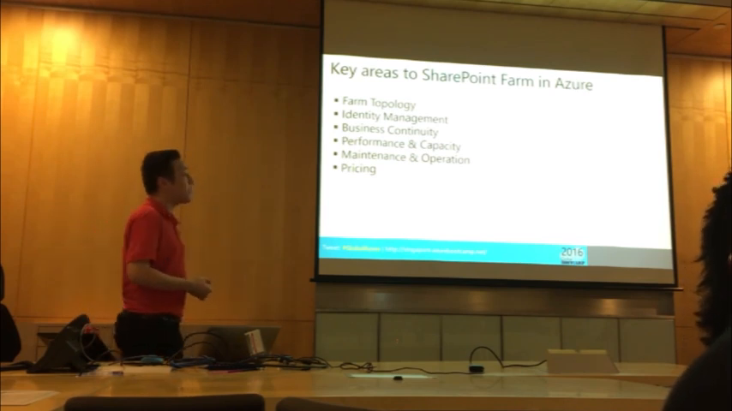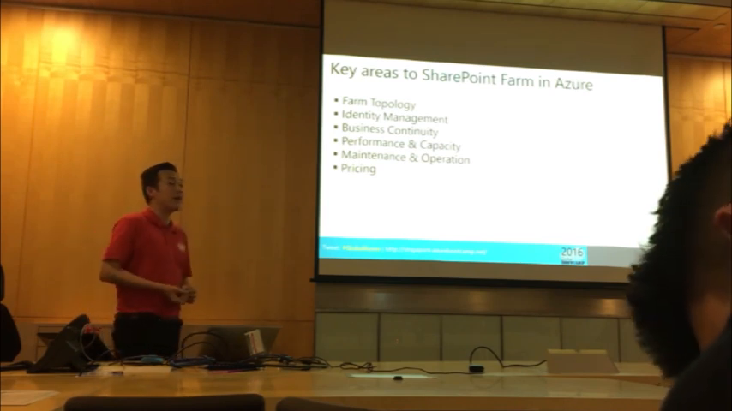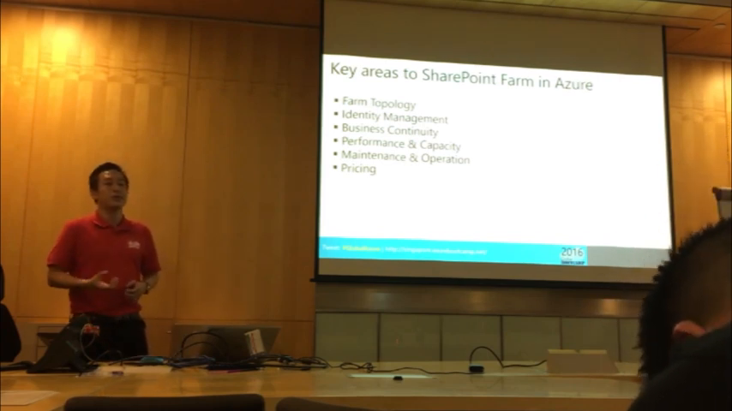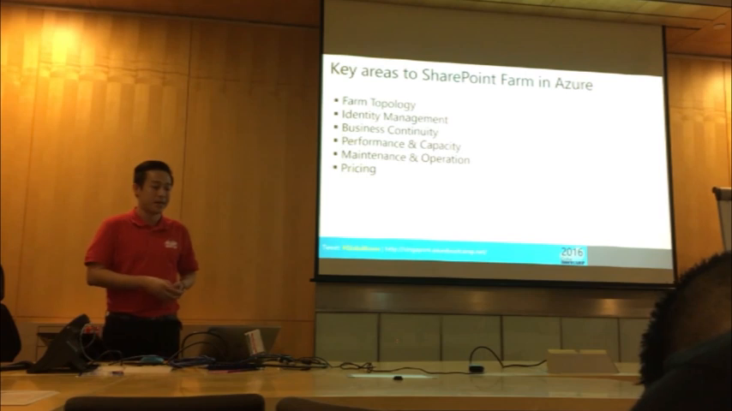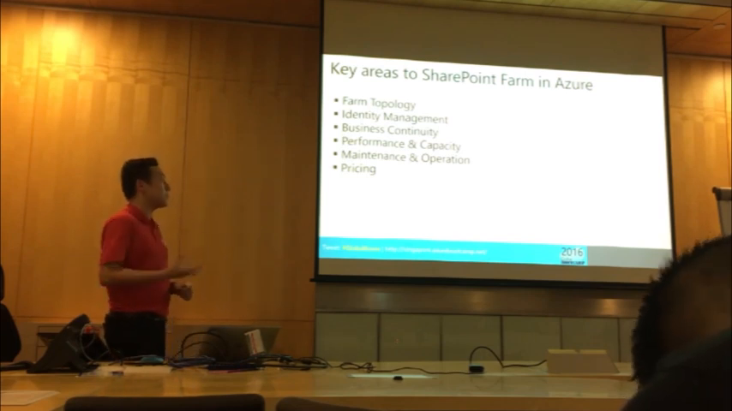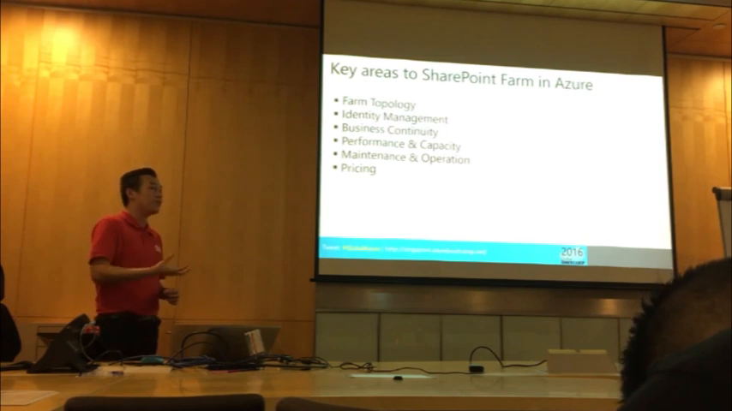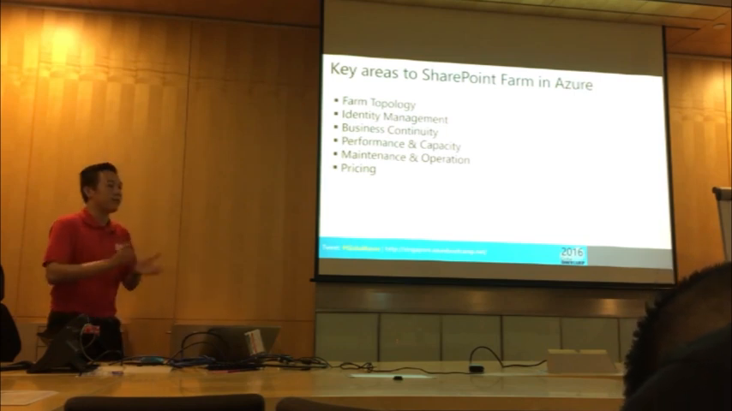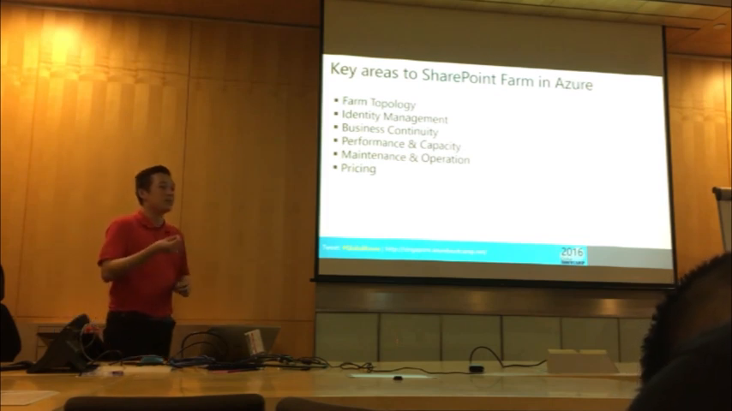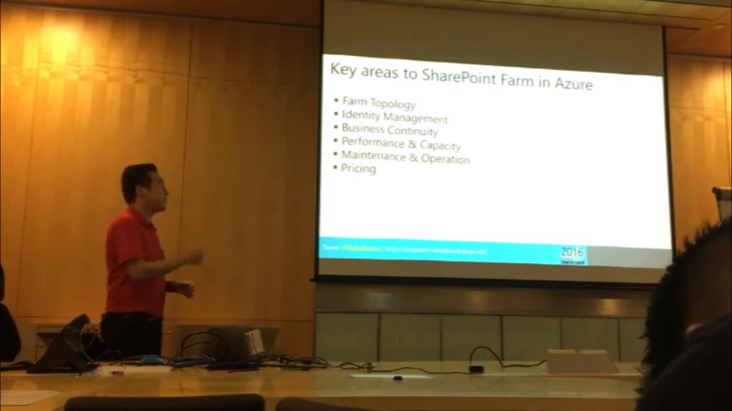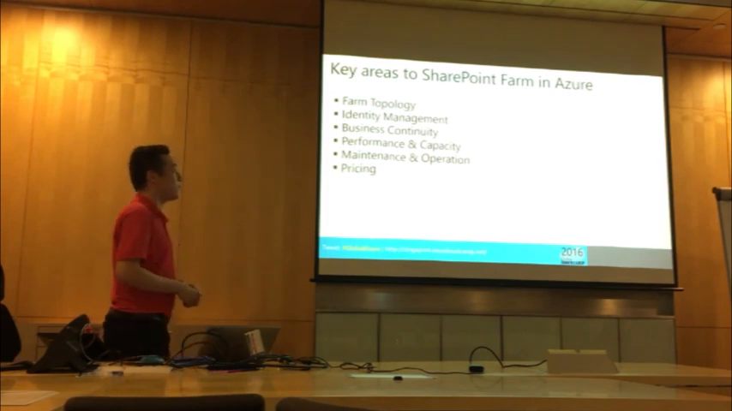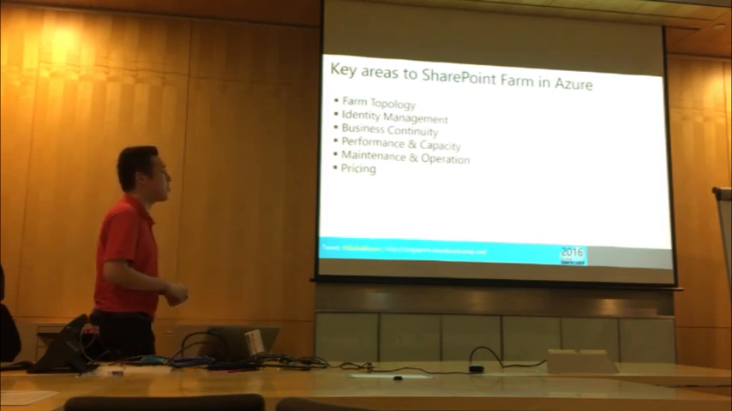The second thing is identity management. What is the identity provider for your SharePoint farm, and the identity provider storing the users accessing your SharePoint application. The next thing is business continuity and performance. If you have a requirement for high availability for your SharePoint and disaster recovery, because SharePoint is a mission critical application. So business continuity is one of the key areas for SharePoint farm deployment, and performance and capacity.